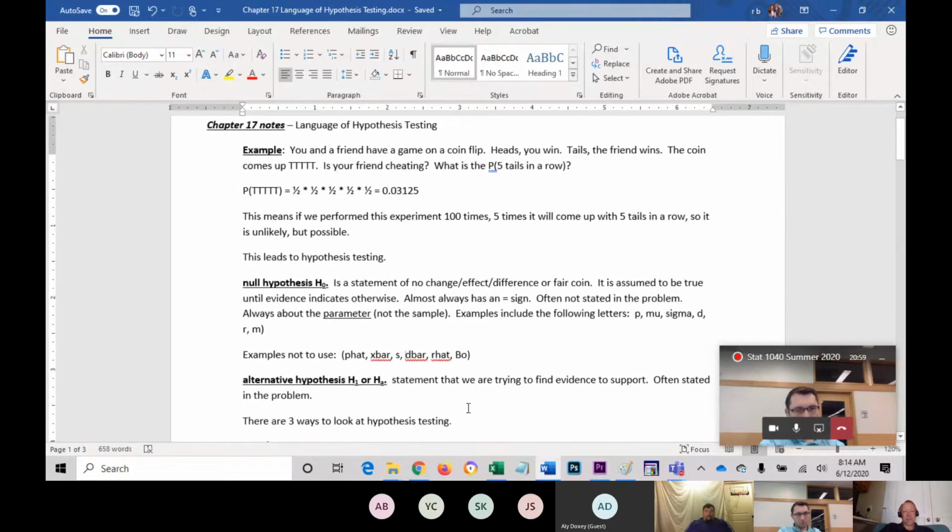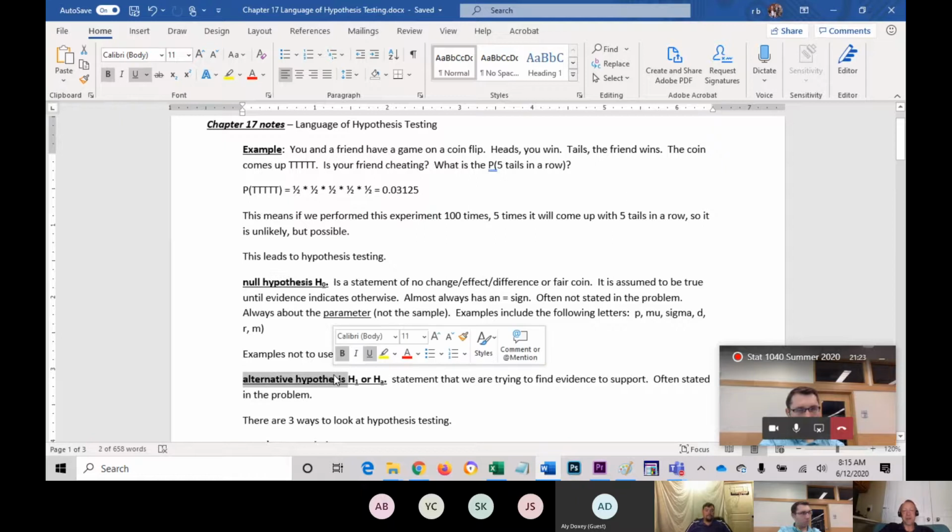So the alternative hypothesis is a statement we are trying to find evidence of or support. It is often stated in the problem. One of the things that's a little hard for students is that a lot of times the null hypothesis is implied. The alternative hypothesis is usually stated in the problem, and so people think that because it's stated, it's the null, but it's usually the alternative. So we're going to use H sub 1 or H sub A. Different books use different things, and I don't care what you use, whether it's H1 or HA. I will use them both. It doesn't matter.